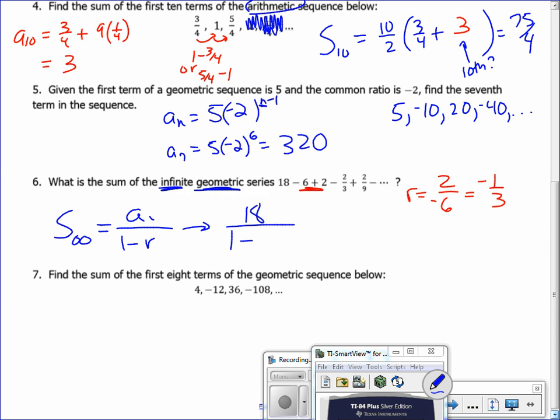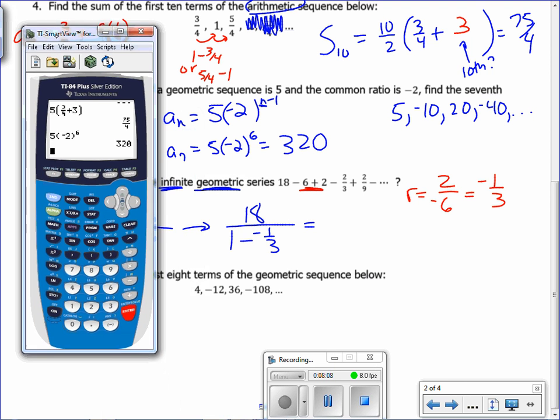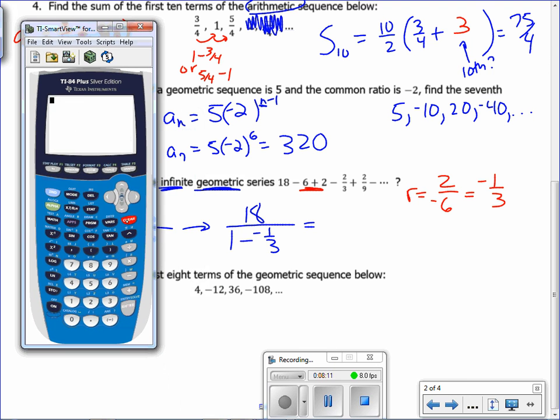So I do 1 minus -1/3. All right, so literally just type that in your calculator. You know that it's 1 plus 1/3. You could clean it up to that, but make yourself a fraction. Put your 18 on top. Go down. I got 1 minus a negative, and then make another fraction. And put a 1/3 in there.